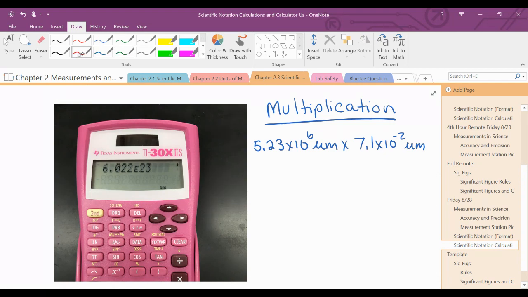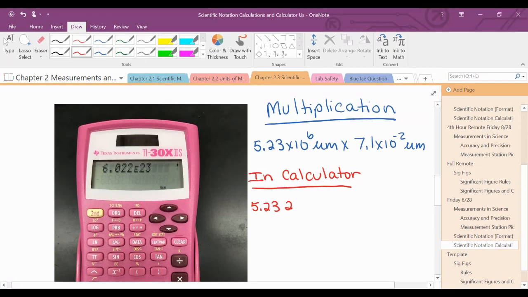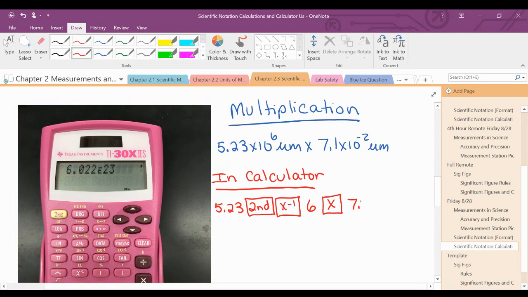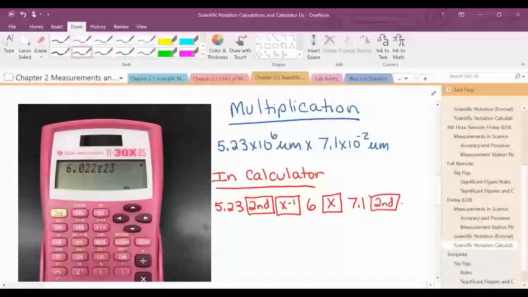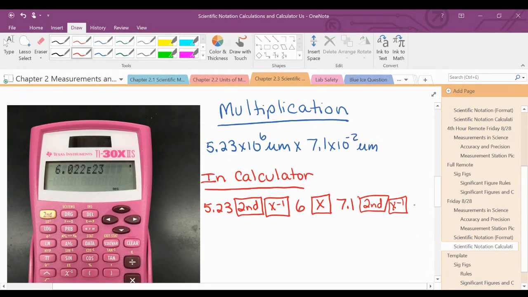You would type, so in your calculator, you would type 5.23 second x to the -1 6 times 7.1 second x to the -1 and then -2.